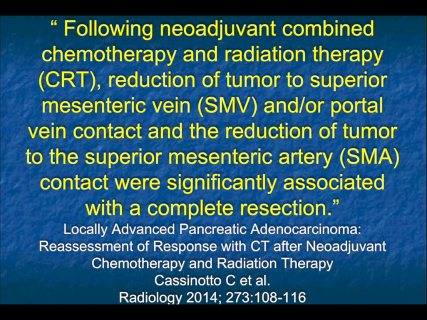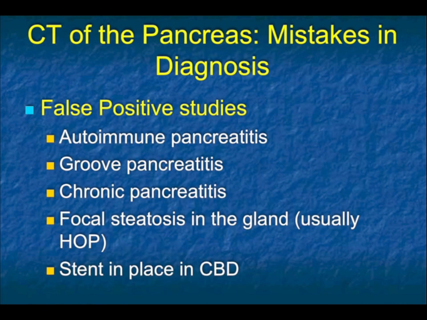This article by Cassano goes on to say, following neoadjuvant combined chemo and radiation therapy, reduction of tumor to the SMV or portal vein contact, and the reduction of tumor to the SMA contact were significantly associated with a complete resection. And so basically what they nicely showed, and we all know, you don't necessarily need to have no tumor present for there to be no active tumor. Okay, what other mistakes do we make?